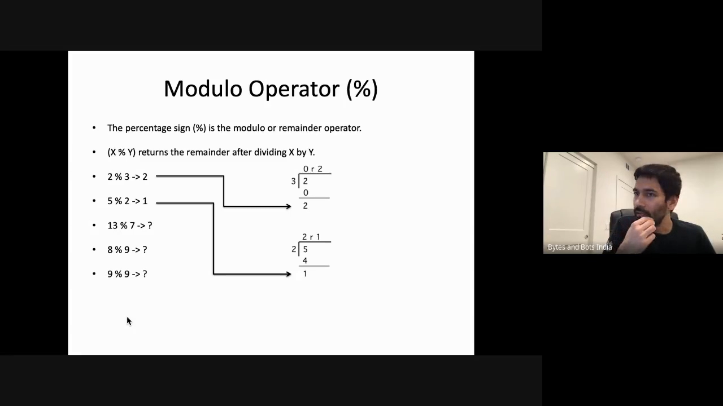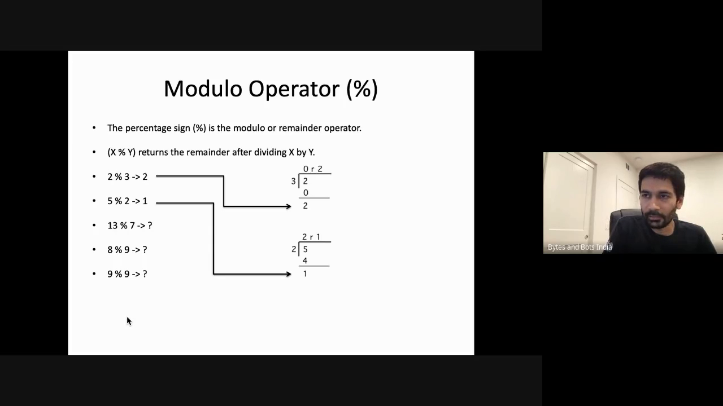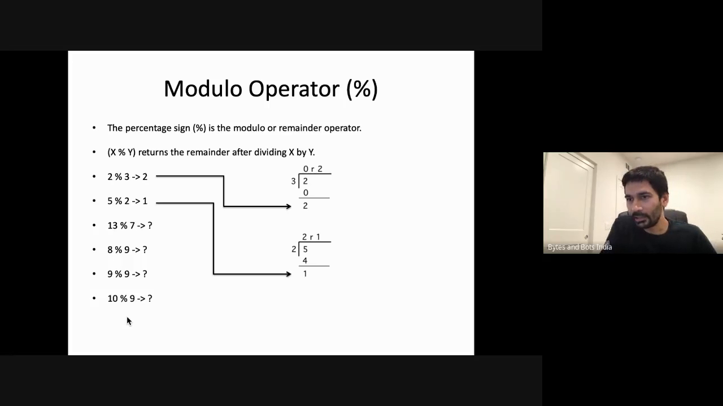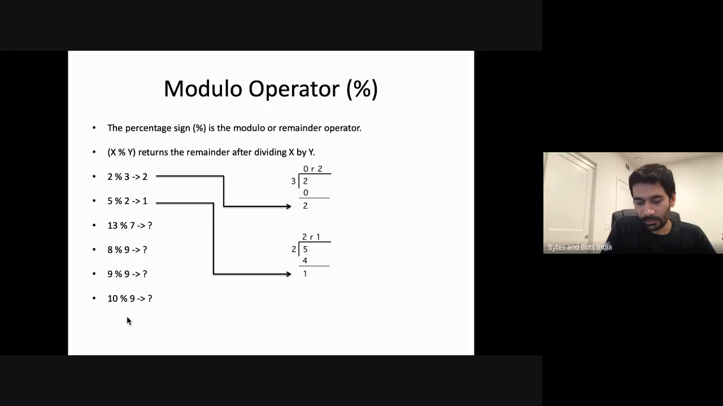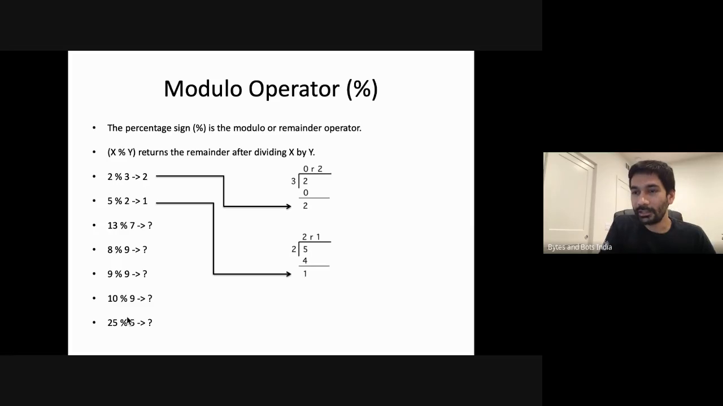All right, Parashar, you there? Next is for you. What is the result of 9 modulo 9? 0. That's great. Nate, next is for you. What is the result of 10 modulo 9? Would that be 1? That will be 1. That's right. Edward, on call? Next for you, what is 25 modulo 5? 0. Perfect. Why? Because 5 completely divides 25. So there won't be any remainder.